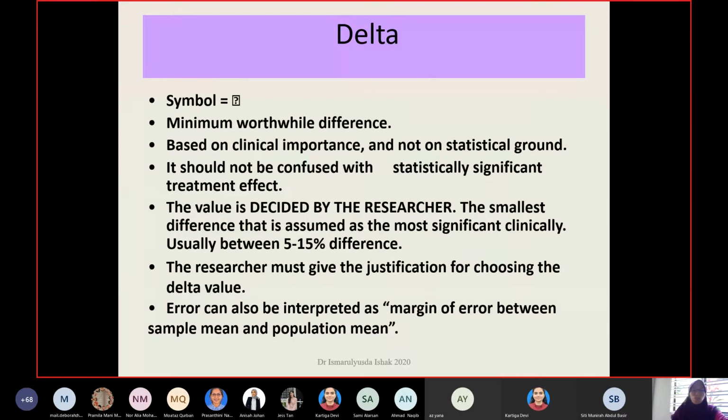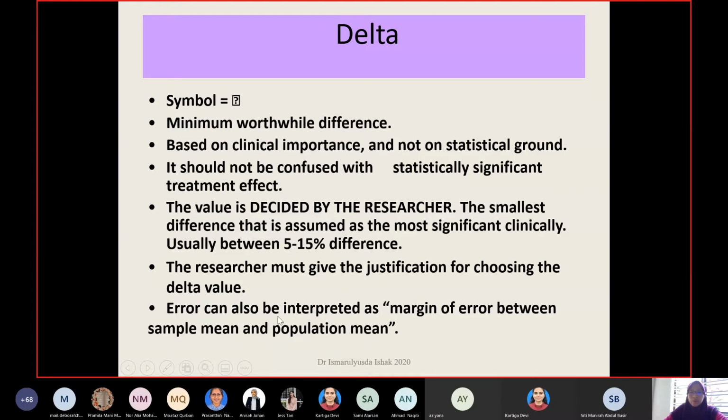This one, delta. This is a minimum worthwhile difference. This is based on clinical importance, not a statistical ground. This is decided by you as a researcher. You can assume that the smallest difference that is the most significant clinically may be between 5 to 15% difference. The researcher must give the justification for choosing the delta value.